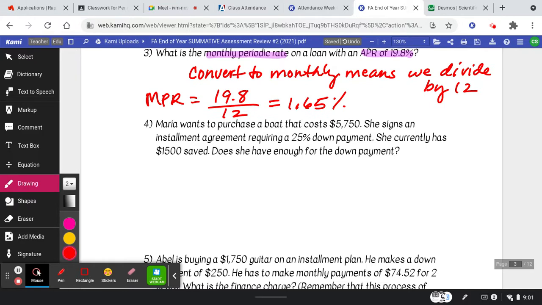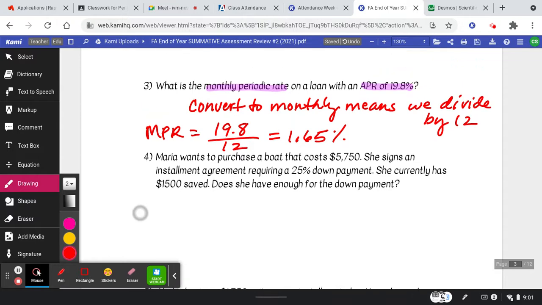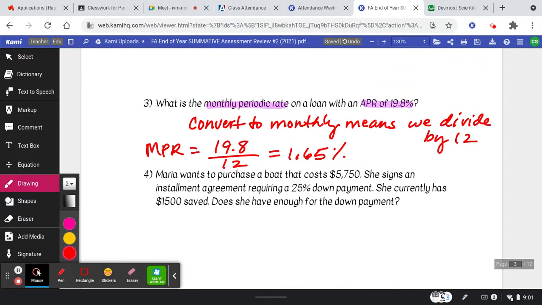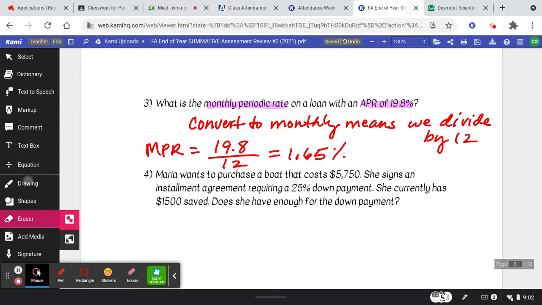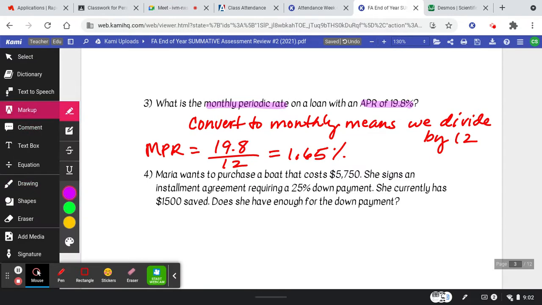All right, finally, Kelton, I am going to jump back to you. Maria wants to purchase a boat that costs $57.50, and she signs an installment agreement requiring 25% down. Do you remember how we get 25% down? Like, how do we get a down payment of something? Is it adding, dividing, multiplying, or subtracting? It is multiplying. Good switch over.